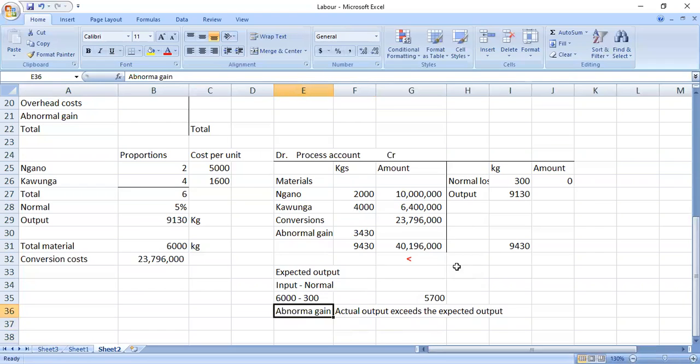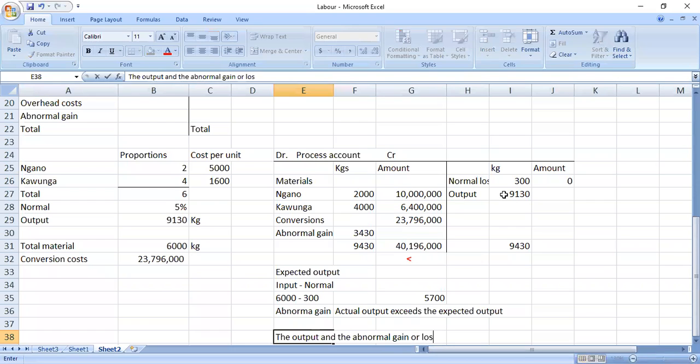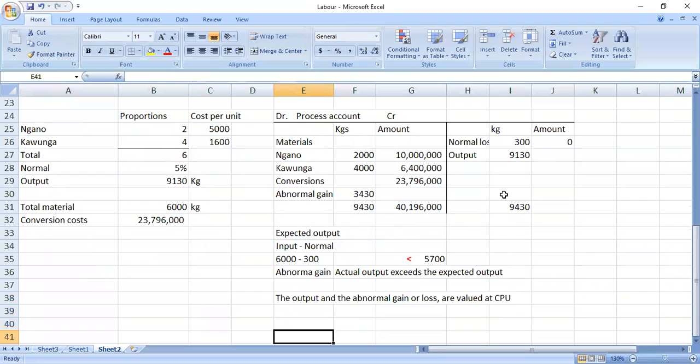Right. So guys, I hope we are together till this part. That is how you get the units. Now we are going to the most important thing, which is determining the cost per unit. The output and abnormal gain or abnormal loss, whatever the case may be, are valued at cost per unit. So we're going to determine cost per unit.